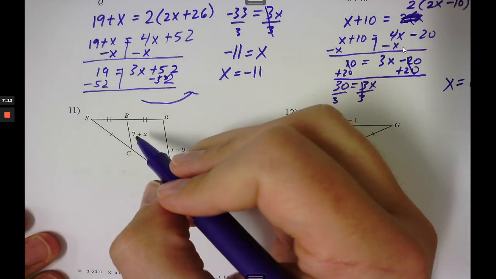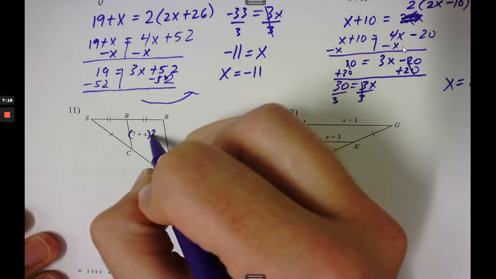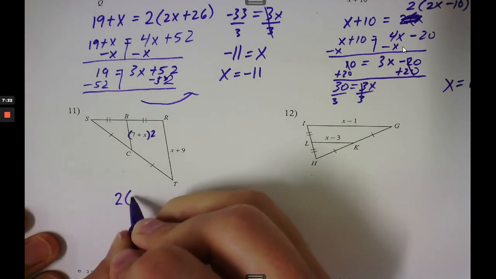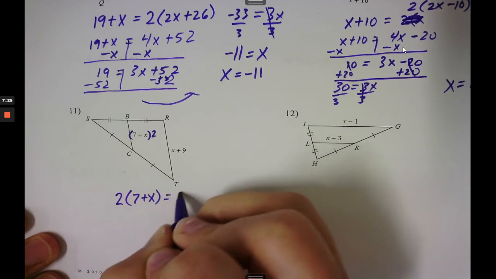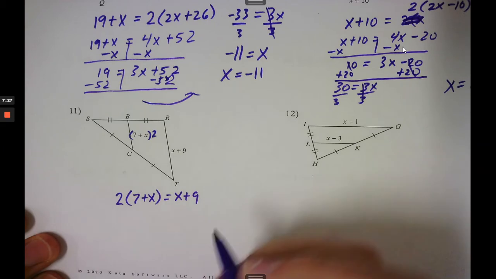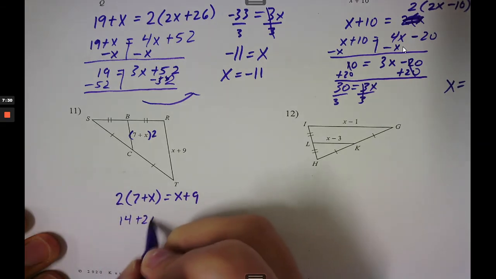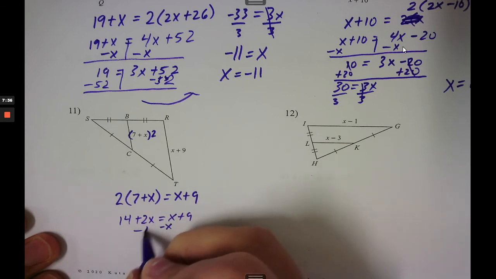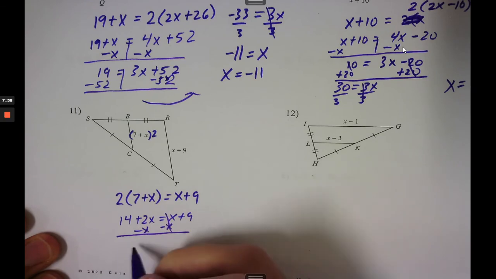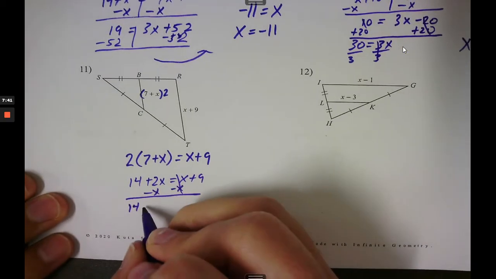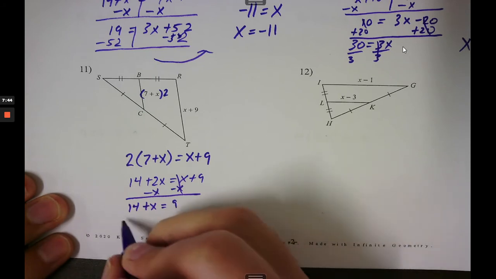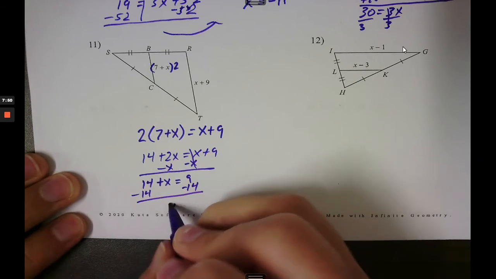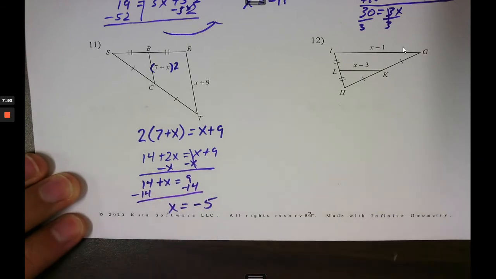Alright, same deal here. Notice it's the same process over and over again. The inner one gets multiplied by 2, and then I can set them equal. So 2 times 7 plus x equals x plus 9. 14 plus 2x equals x plus 9. And then I'm going to subtract x because I like to keep my x's positive if at all possible. Okay, so 14 plus x equals 9. And then subtract 14. And we get x equals negative 5.